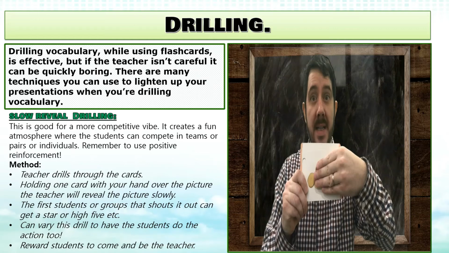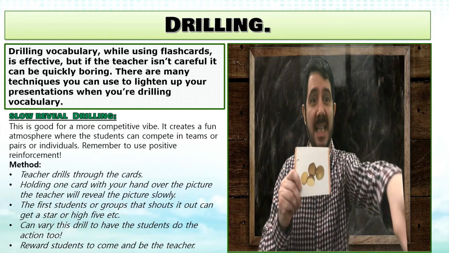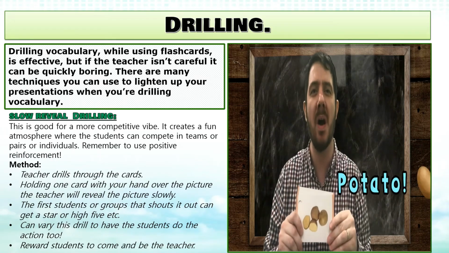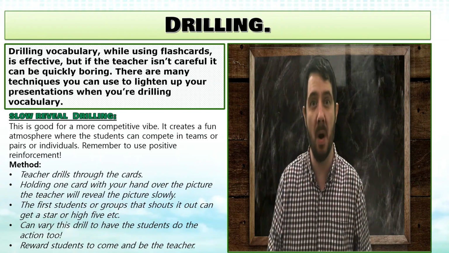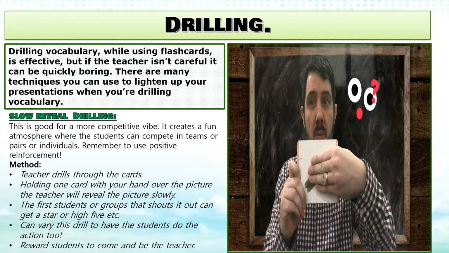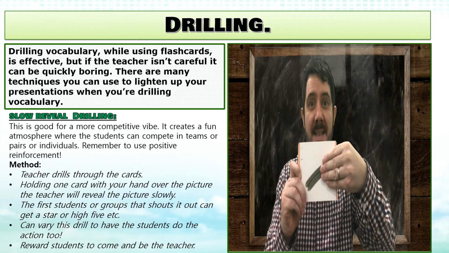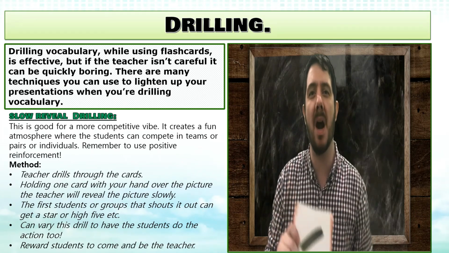Ooh. What is it? Can you guess? Ooh. Yes, potato. Very good. Everybody, potato. Potato. Okay, one more. What is it? Ooh. Ooh. Can you guess? Cucumber. Very good. Say cucumber. Cucumber.